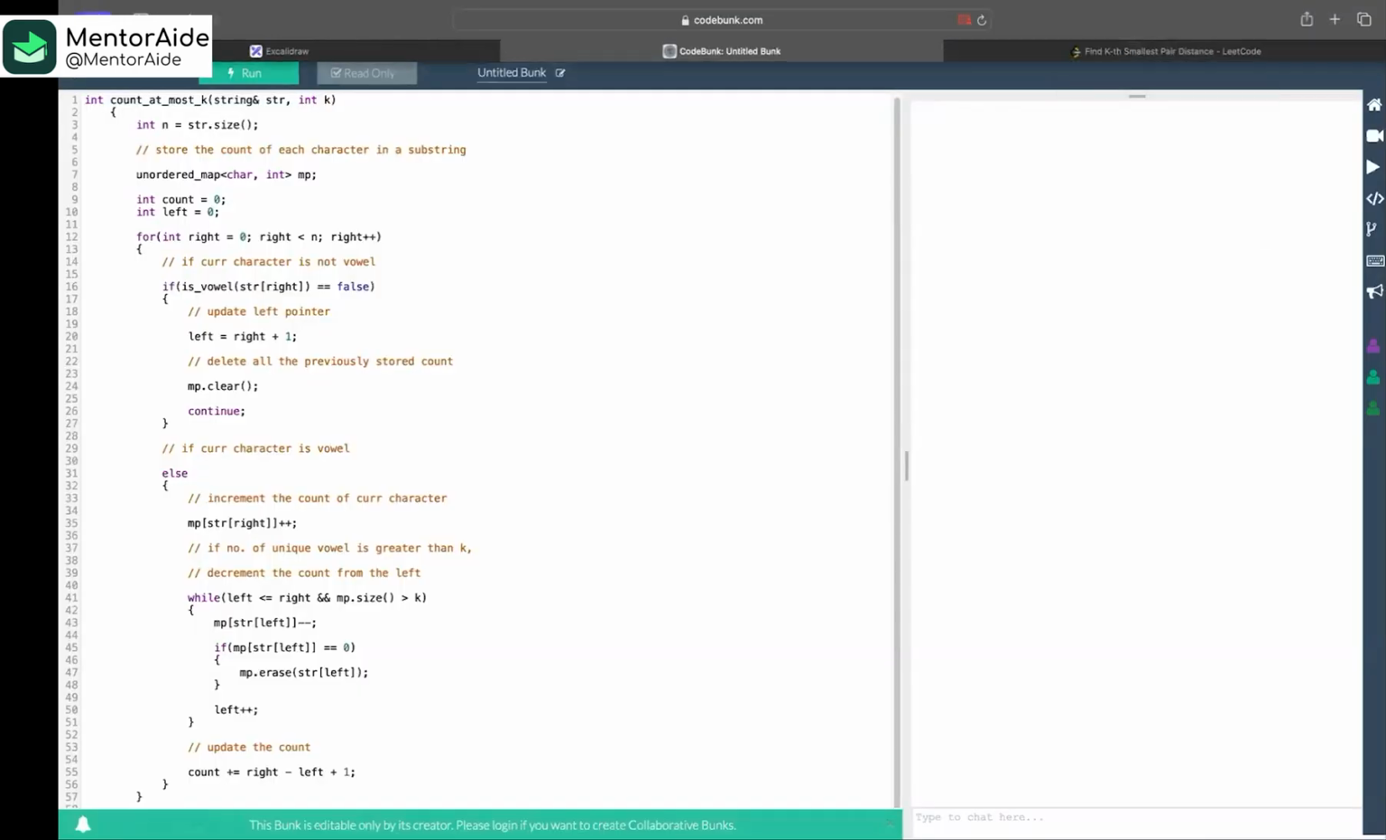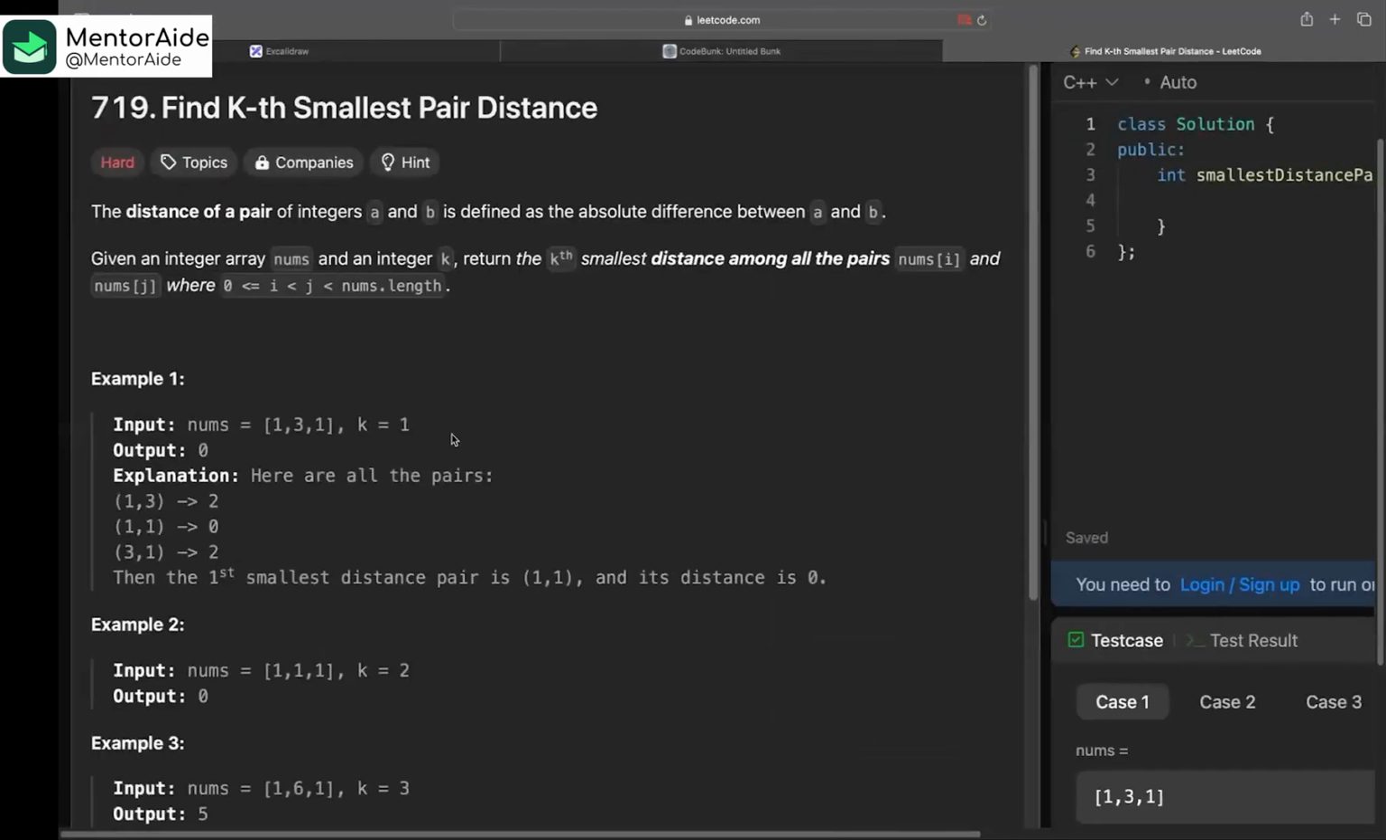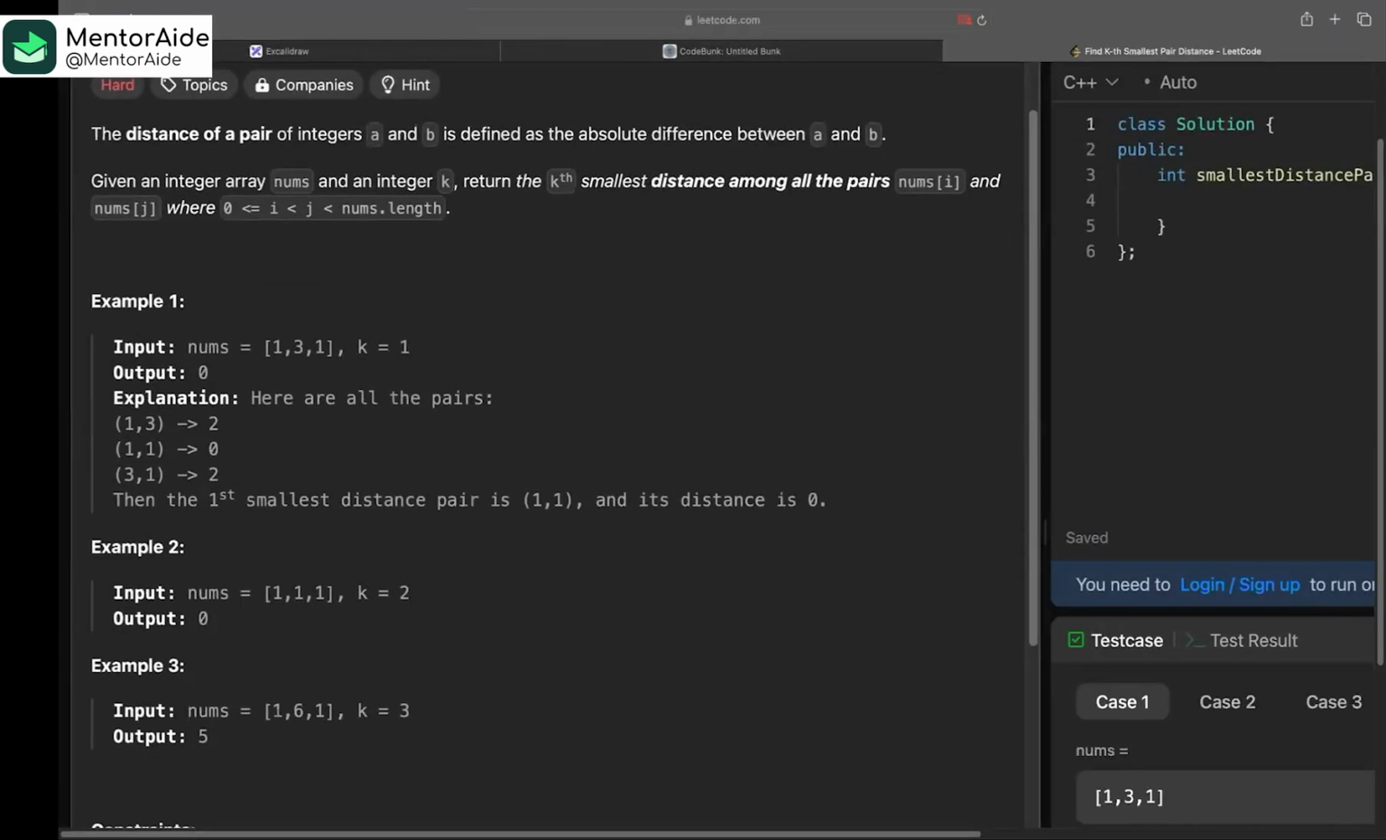Is my screen visible? Yes, it is. Okay. So try to go through this question. Yeah, guys. So how can we solve this problem? By the way, this is a hard one, and this will use multiple concepts which we have already studied. Can anyone explain the question?